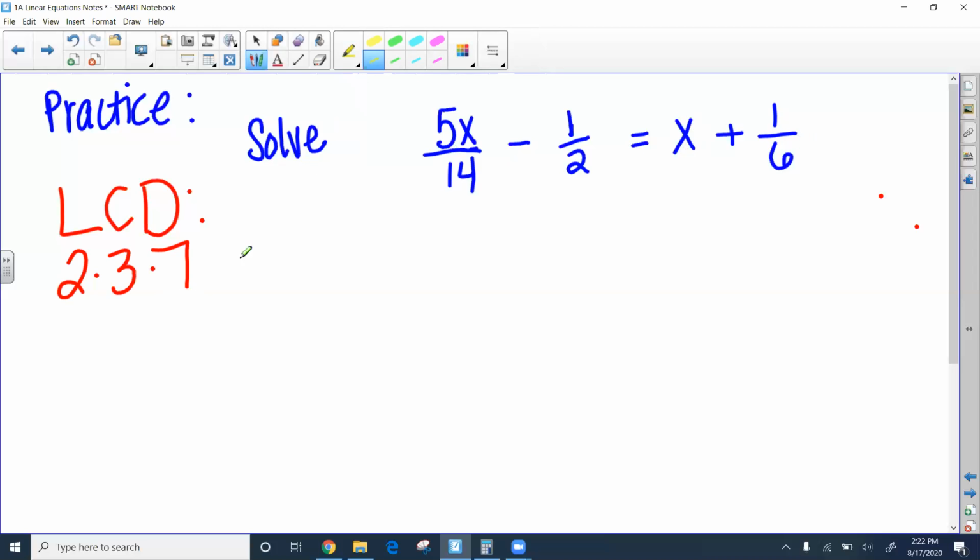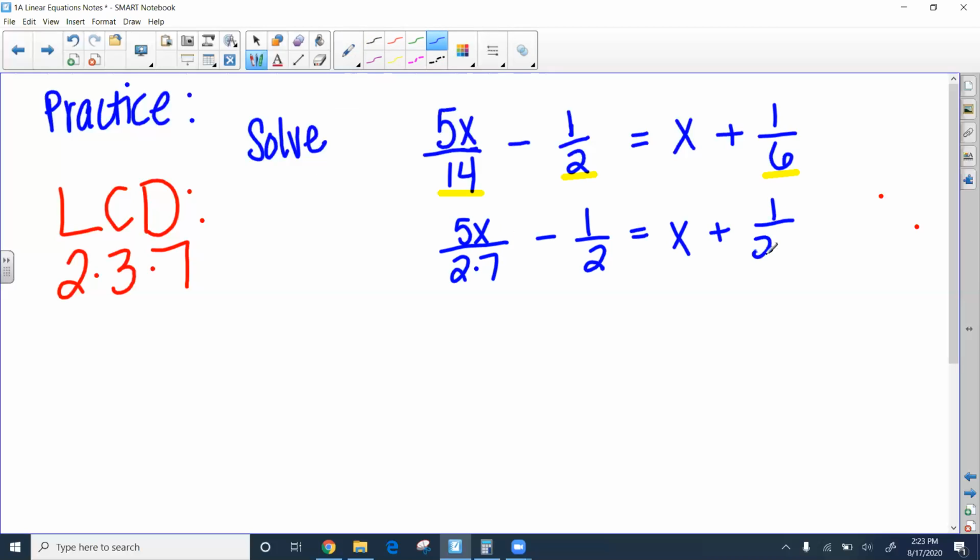So let's talk about where that LCD comes from. Our denominators are 14, 2, and 6. We want to try to factor the denominators. The 14 can factor more to 2 times 7. The 2 does not factor more. And the 6 factors more to 2 times 3. So I rewrote the 14 and the 6 in factored form.